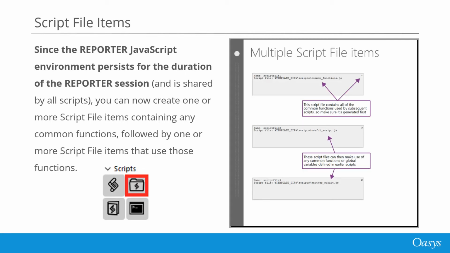Script file items are particularly useful for defining common functions at the start of your template generation sequence, allowing these functions to be used in subsequent scripts. In the example shown here, the first script file item we generate contains some common functions and global variables, which the later two scripts can then make use of. If we need to modify these global functions in any way, we can do so in an external editor, and the changes will be picked up the next time we generate the template.